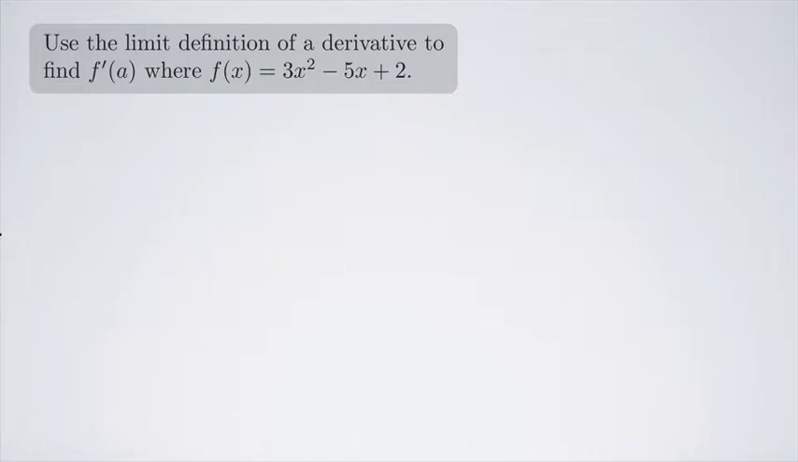Use the limit definition of a derivative to find f prime of a, where f of x equals 3x squared minus 5x plus 2. First thing we should do is write down the limit definition of a derivative. There are two ways you typically see it presented. One of them is this: f prime of a equals the limit as x approaches a of f of x minus f of a, divided by x minus a.